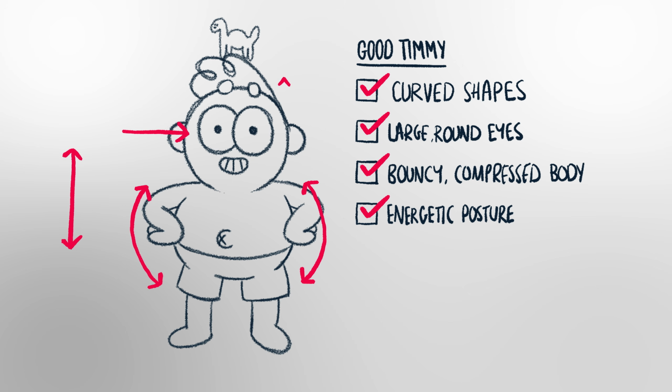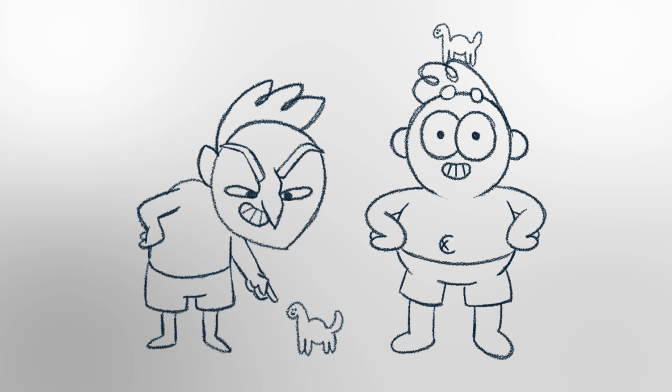Little details like wild hair and a big belly button add personality to the character, giving them defining details that the audience will remember. Timmy is looking much better, but let's look at him from another angle with a turnaround.